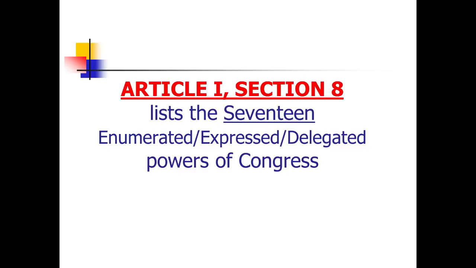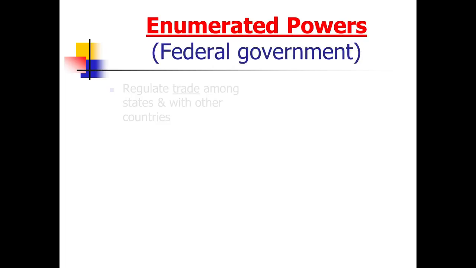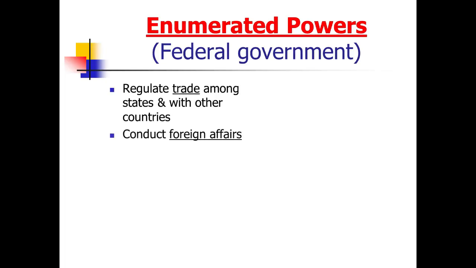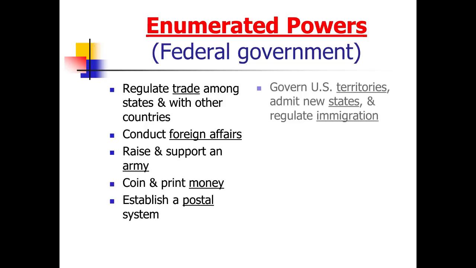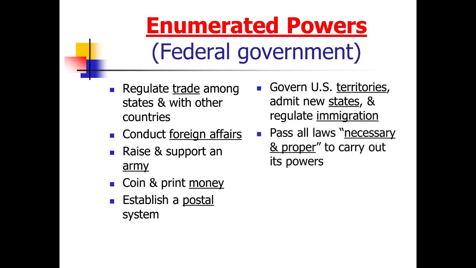All right, so Article 1, Section 8 lists out 17 enumerated, expressed, and/or delegated powers for Congress. First things first, they can regulate trade among the states. They can conduct foreign affairs. By they, I'm talking about the national government. They raise and support an army, coin money, establish postal systems, govern territories, regulate immigration, pass all laws necessary and proper. So you got the necessary and proper elastic clause in there as well.